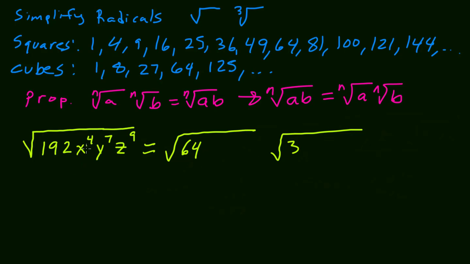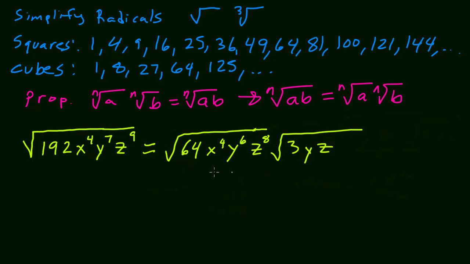Then we go to our variables, and again we want to have even exponents out in front. So x to the 4th, that's even. There's no remaining ones to put over here. Y to the 7th is not even, but how many can we pull out that would be? The most we can pull out is 6, and we'd have a leftover of 1 y in here. And then z to the 9th, again 9 is not even, but I can put 8 out in front, and that would leave 1 left over.